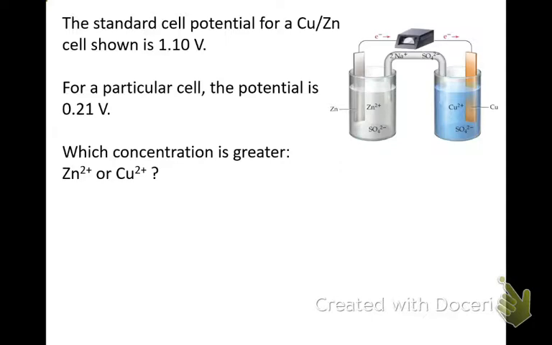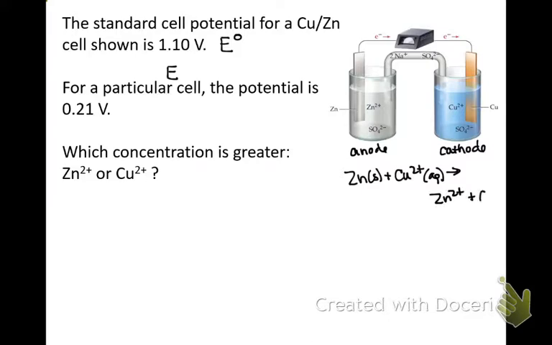So this cell potential, 1.1 volts, that is the standard potential. The 0.21 volts is the potential under non-standard conditions. If we think about the zinc and the copper, if we look at the direction that things are going, then that means that this is the anode and this is the cathode. So in this cell, the zinc solid and the copper ions are both reactants, and they're producing zinc ions and copper metal.